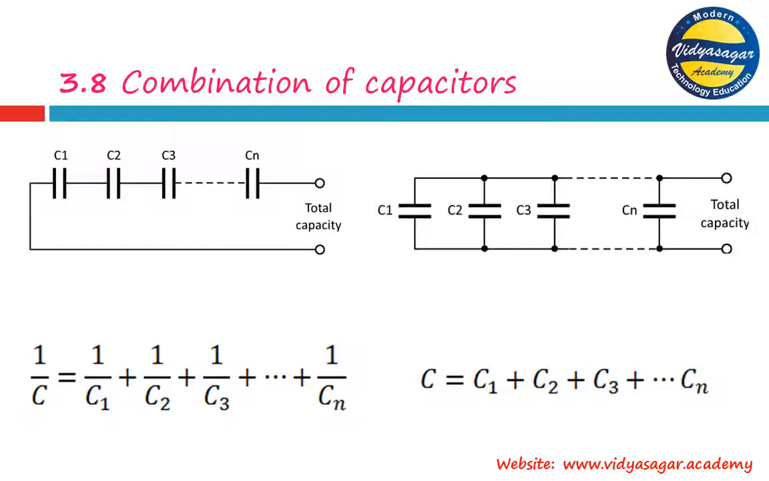If you connect a number of capacitors in series, then the total effective capacitance will be given by 1 upon C equals 1 upon C1 plus 1 upon C2 plus 1 upon C3, like that. And if a number of capacitors are connected in parallel, then the total effective capacitance will be equal to C1 plus C2 plus C3, that is, all the capacitances will add together.